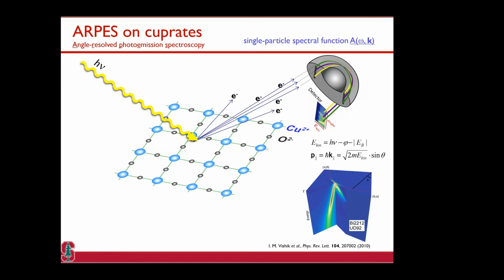So that's the electron in free space, but to translate that into a real material, you use conservation laws of energy and momentum.